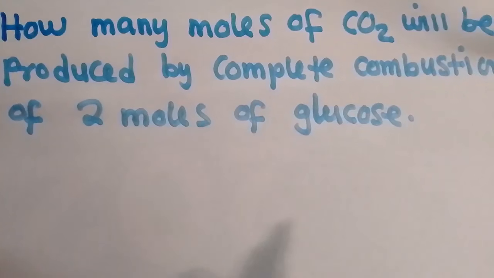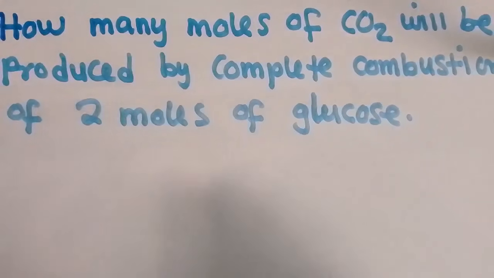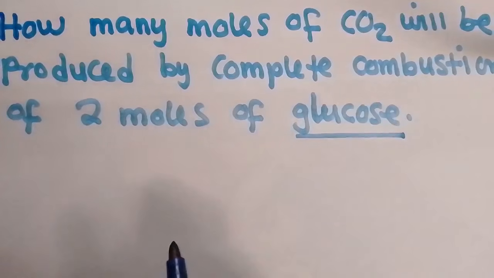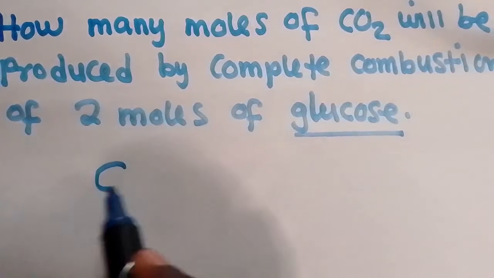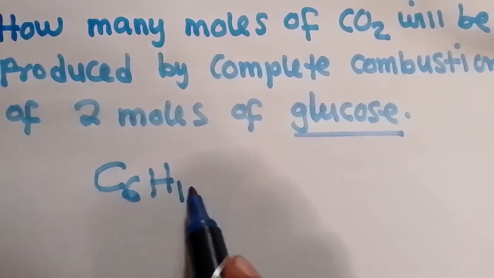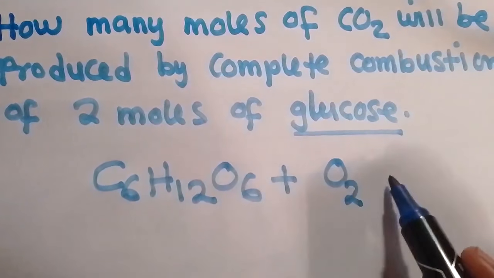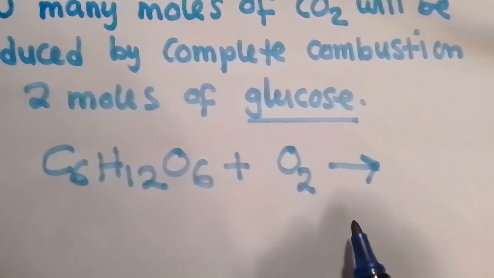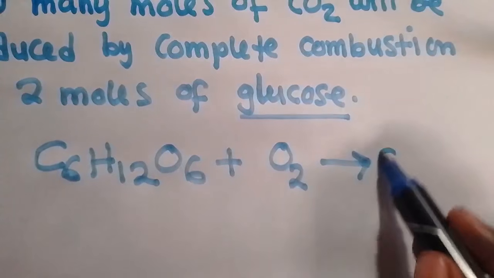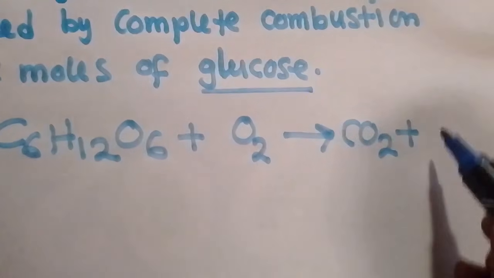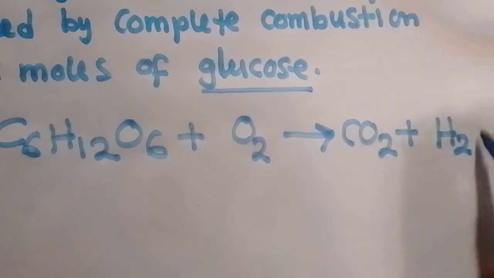How can we go about this question? How can we answer it? You write an equation. So glucose is undergoing complete combustion, which means that it is burning in oxygen. So you know that glucose, this is how we write glucose. Plus the oxygen, we do it like this, to produce what? Carbon dioxide. So carbon dioxide is being produced plus what? Plus water. This is what is being produced, like this.